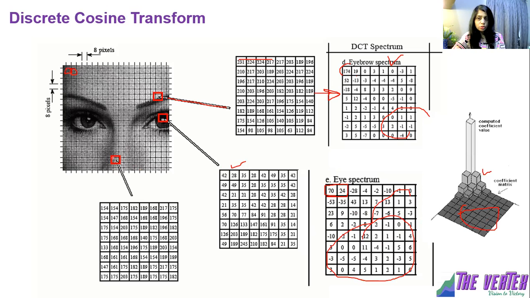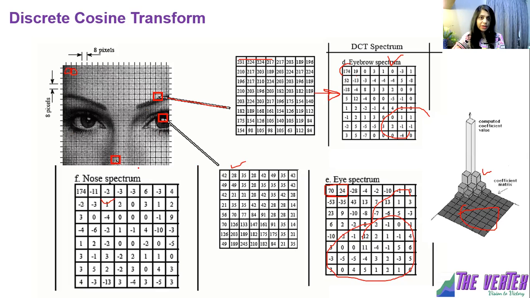70, 24, 70, 174 close to white, 70 close to white only. And let's take this nose part. There is no variation in the pixel intensity values. These are the pixel intensity values, and if you calculate the DCT spectrum, again it is 174 and so on, and everywhere it is black. Why everywhere is it black? Because there are no variations in this.